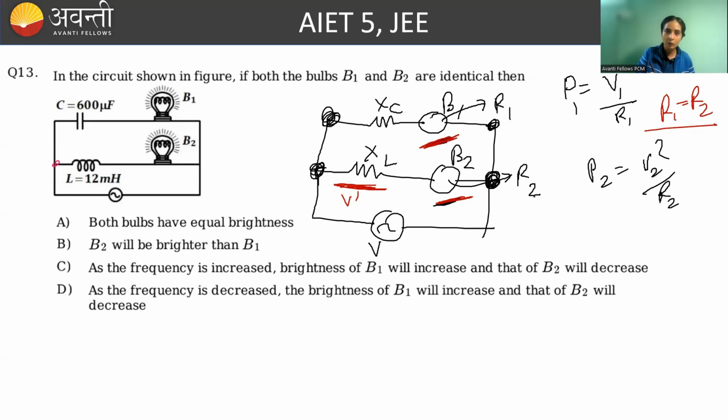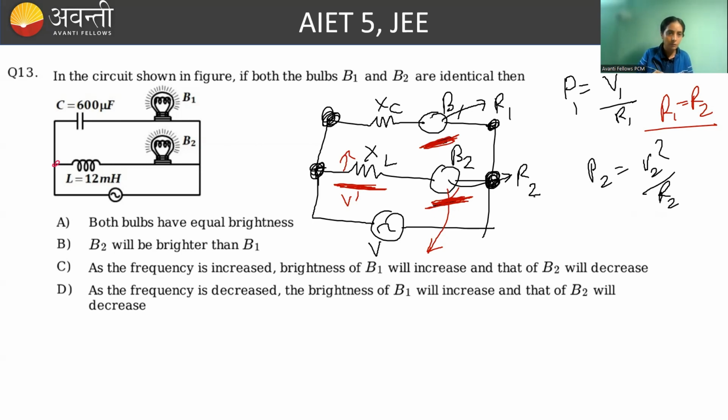Across these two, the resistance is the same. But still, the potential drop on bulb B2 will depend on the resistance of XL. If XL is high, it will have more potential dropped on it than B2. If XL is less, more potential will drop on B2. So the potential dropped on B2 is guided by XL, and on B1 by XC. So we can't say B2 will be brighter than B1.